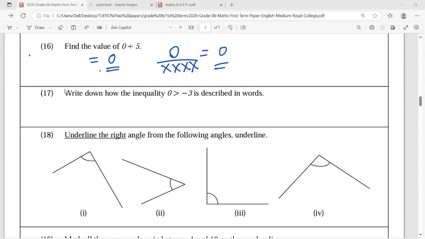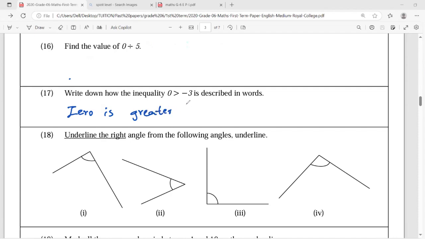And the 17th: write down how the inequality is described in words. Here you can say 0 is greater than negative 3. Or you can say 0 is greater than minus 3. You can write just like this, right? If you write minus 3, that will also be fine. Okay.